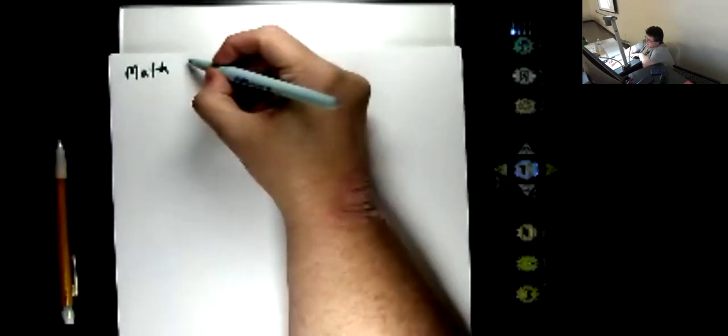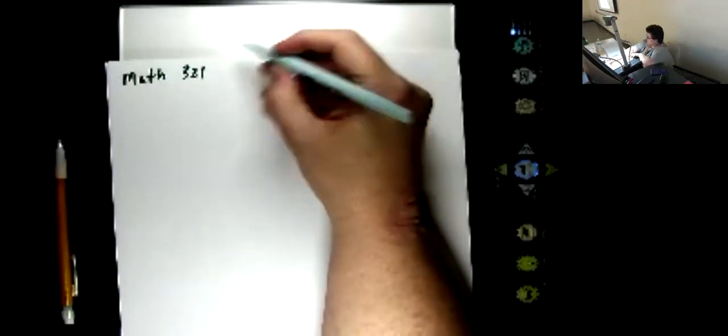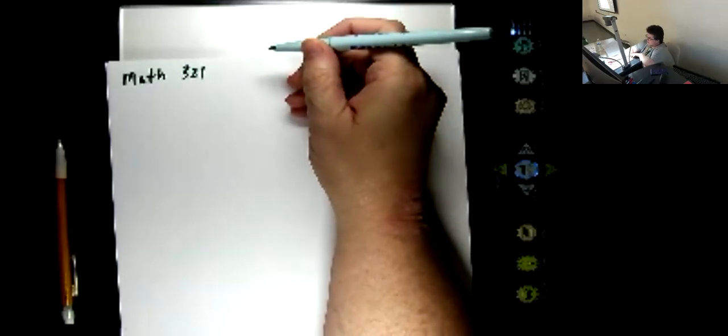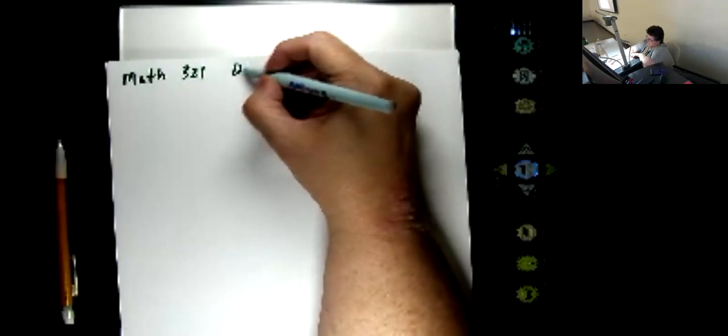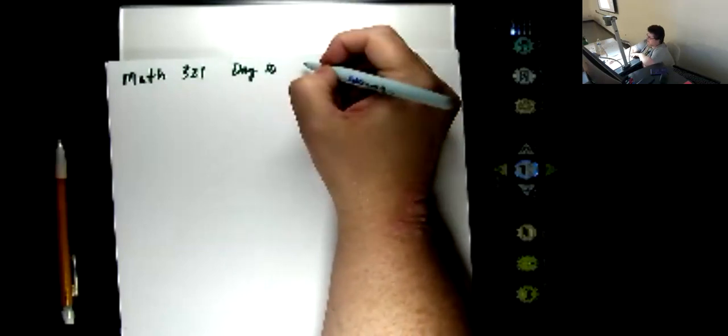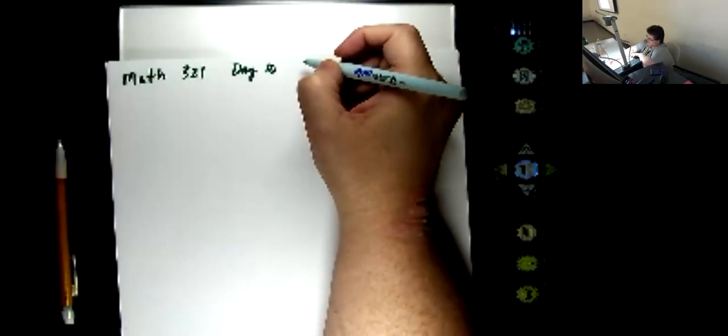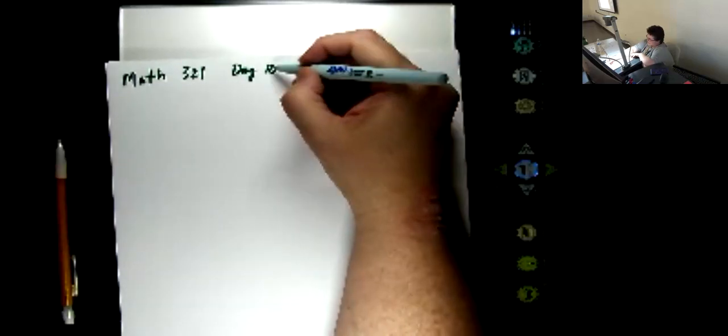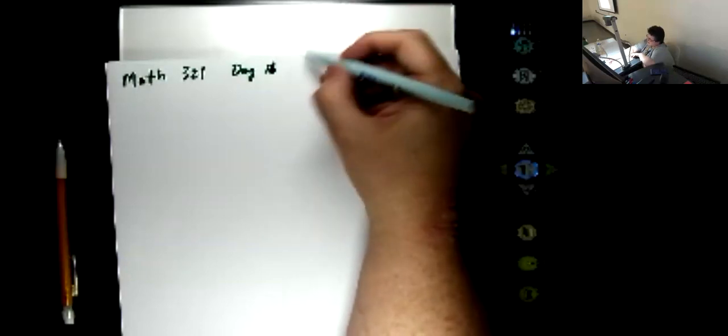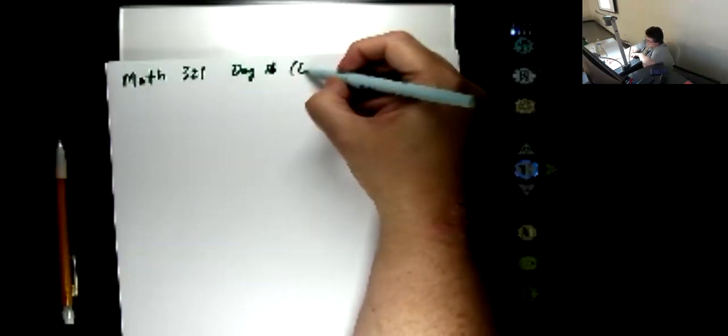So we're in Math 321. And I don't know, what is it, day 10? Think so. Nope, we're on day 11. It's Tuesday. We've had every single day. Day 11. Lecture 9.